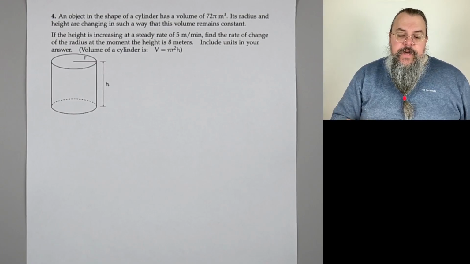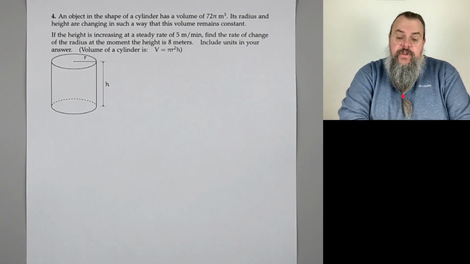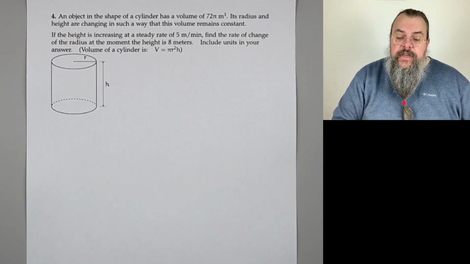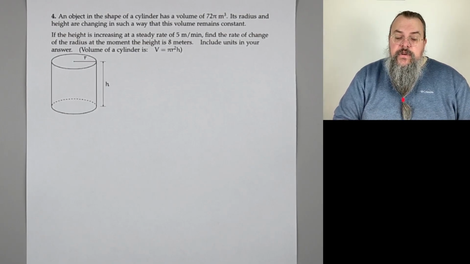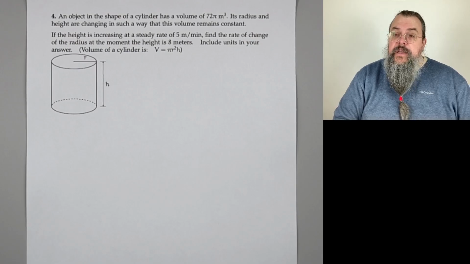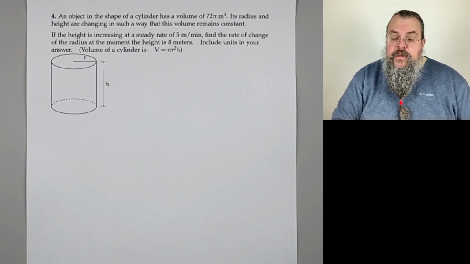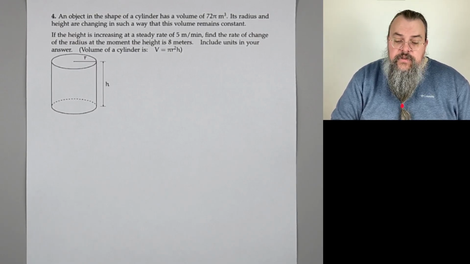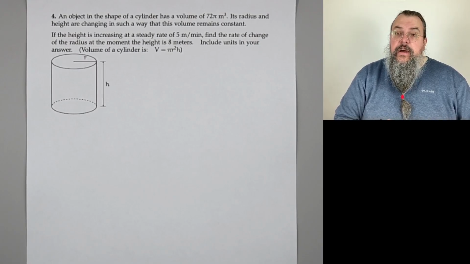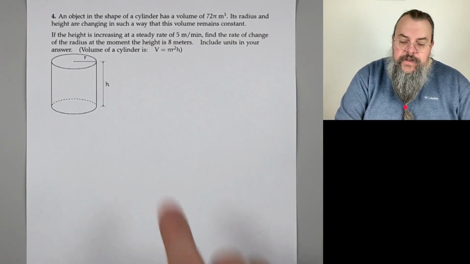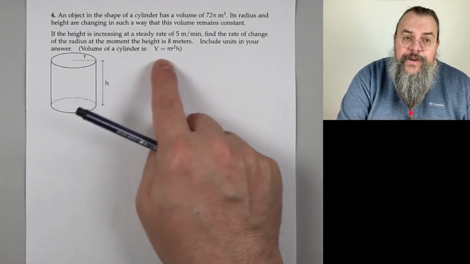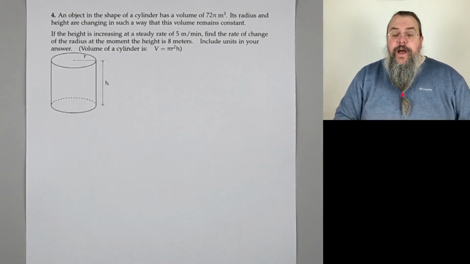All right, so what do we have? If the height is increasing at a steady rate of 5 meters per minute, find the rate of change of the radius at the moment the height is 8 meters. And include units in your answer. Now, we need to know something. What's the volume of a cylinder? The volume is pi r squared h.